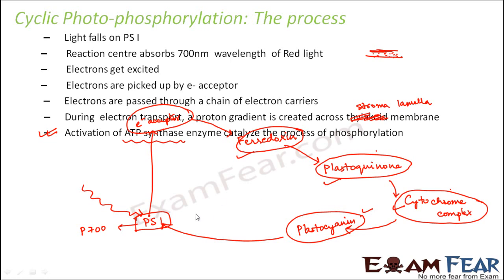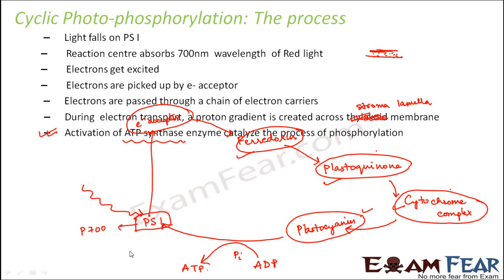Once the ATP synthase enzyme is activated, it will cause a breakdown of the proton gradient, and that breakdown of the proton gradient will release enough energy to convert ADP into ATP. So ADP will be phosphorylated, that is, inorganic phosphate will be added to ADP to form ATP, and this will happen while the electron passes from plastocyanine to PS1.